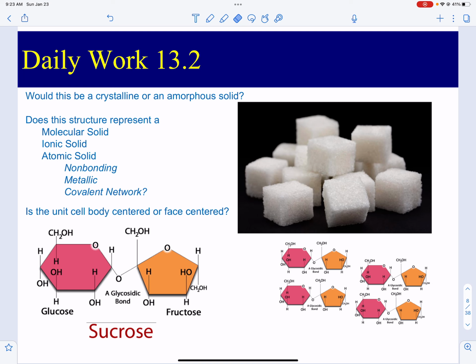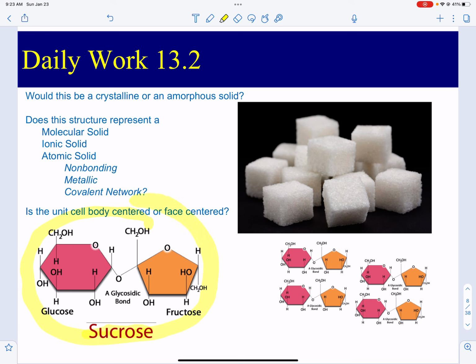Yes, you can see degrees that are very well defined. So this is not amorphous, definitely. This is a crystalline solid. Does this structure represent a molecular solid? Well, this is sugar, and it's telling us the name. It's showing us the structure.